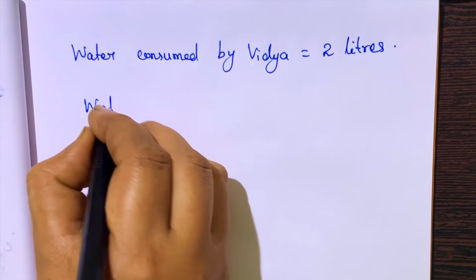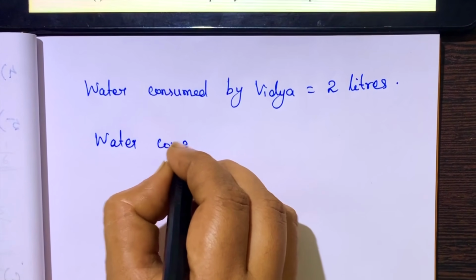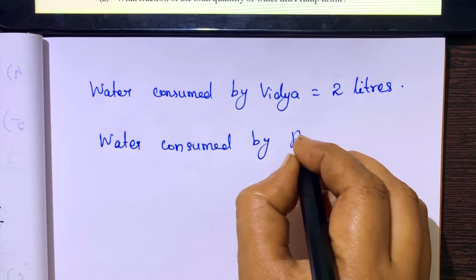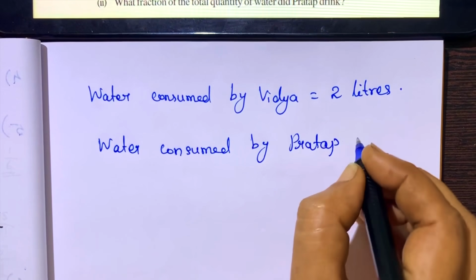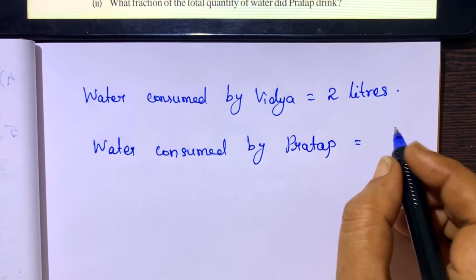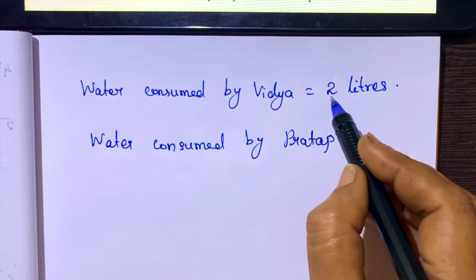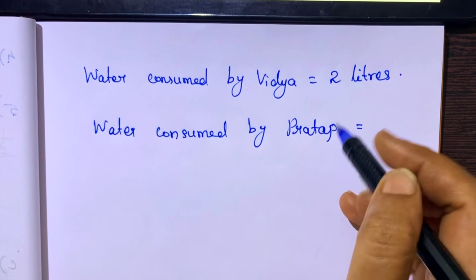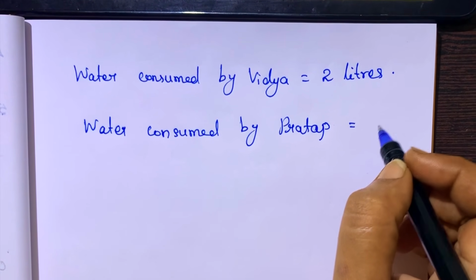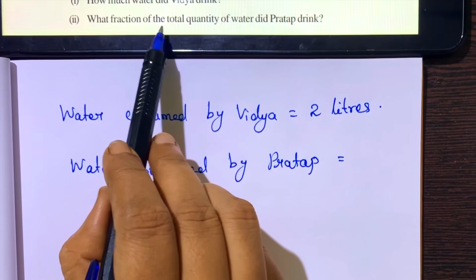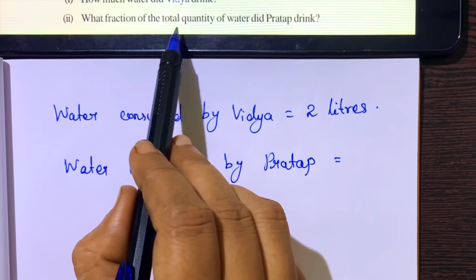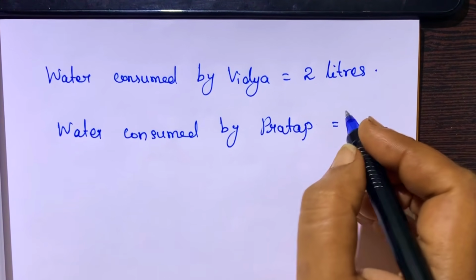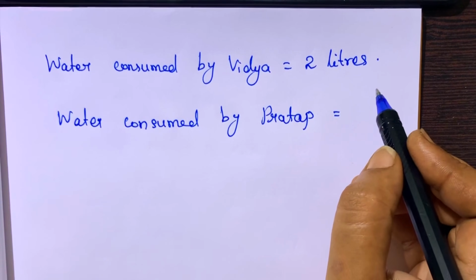So water consumed by Pratap is equal to, you obviously know, 5 liter water, out of 5 liter 2 liter Vidya drank. So obviously Pratap would be drinking 3 liters. But they have asked what fraction of total water, total quantity of water did Pratap drink. So this easily you can write, but you have to give the answer in the fraction.